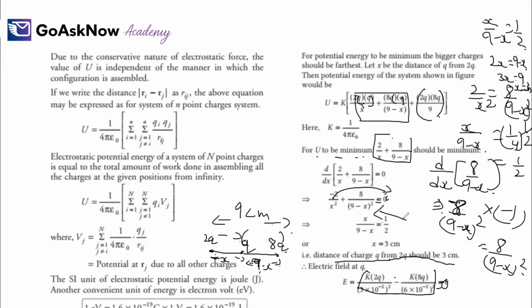Okay. So electric field at Q, at this point, will be equal to what? It will be due to 2Q charge and 8Q charge. And you know that if your system is at minimum potential energy, then electric field at this point should be 0. So here it is coming out to be equal to 0. Okay. So that was the calculation of this part. Now we will move further and see what is the next thing.